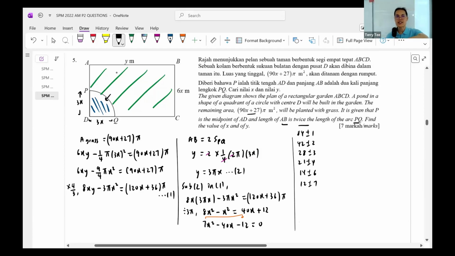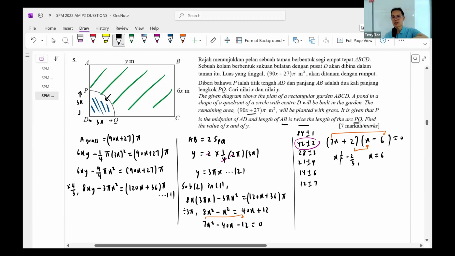Okay, so which combination gives us 40? I should use 42 and 2. So let me put a double bracket here. 7x and x. To get 42, I put a 6. To get 2, I need to put 2 here. So this is minus and plus. I hope you can factorize quickly. This is minus 42 plus 2, which gives us minus 40. So my x values will be minus 2 over 3 and 6. Ignore this. Your x can't be negative. Your x has to be 6.